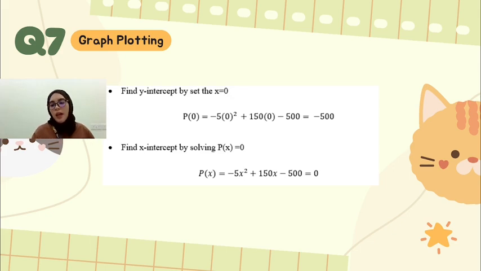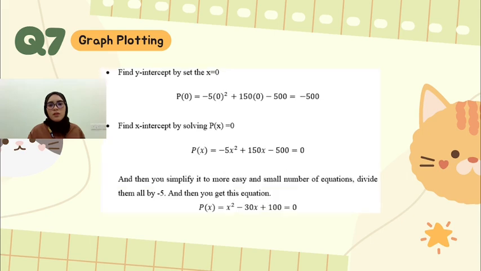So you will get x squared minus 30x plus 100 equals 0. As you can see below, this is the simplified equation that we're going to use to find the x. So how to find the x? We have to use the quadratic formula.